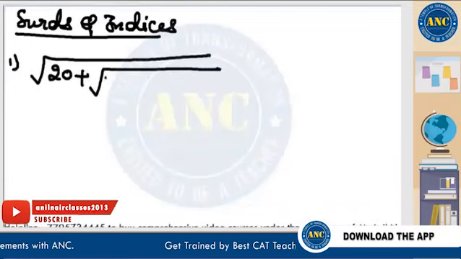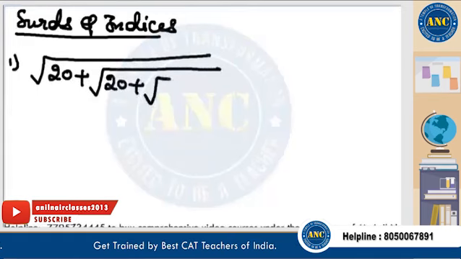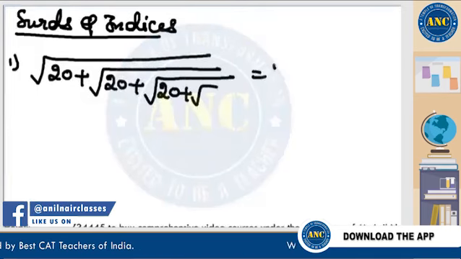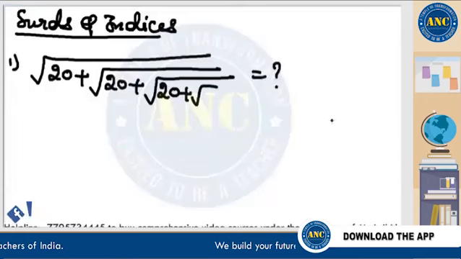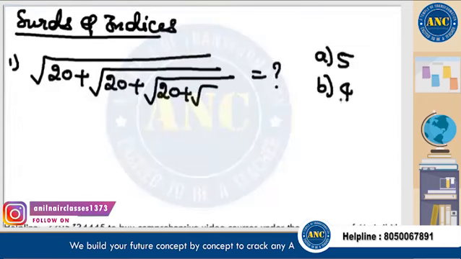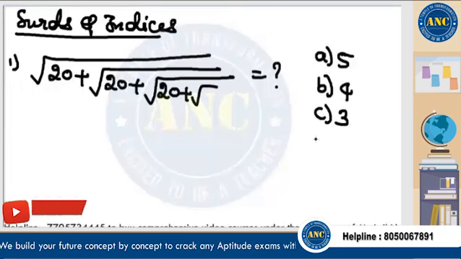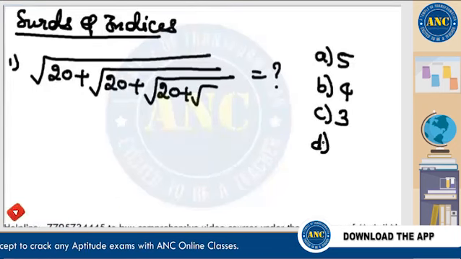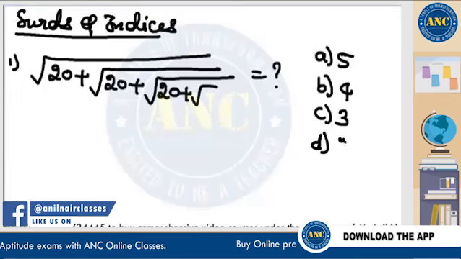Square root of 20 plus square root of 20 plus square root of 20 plus, and so on, is equivalent to how much? What is that value? 5, 4, 3, 8?